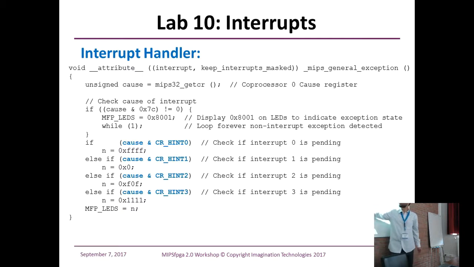But if the cause register AND the defined mask for interrupt 2, we check only that bit. They're not defined here, but it should be something like bit 7 or 8. It depends on the data sheet. If this mask is true, store here. Similarly, if this mask is true, store here. Okay, so that's what it does.